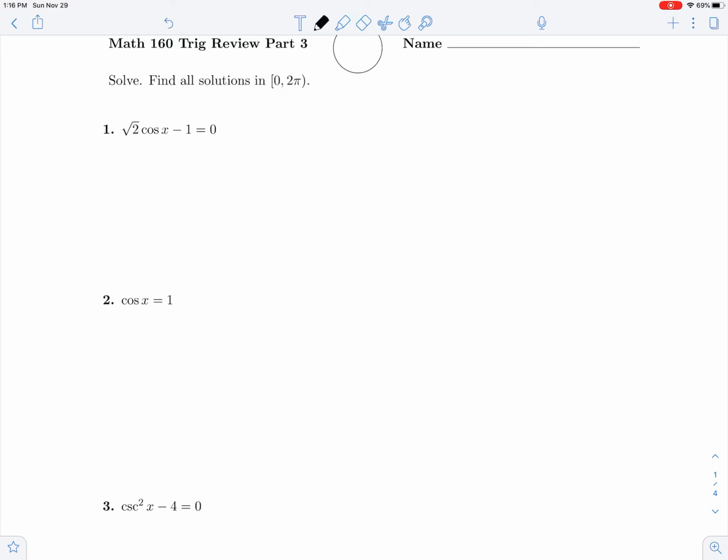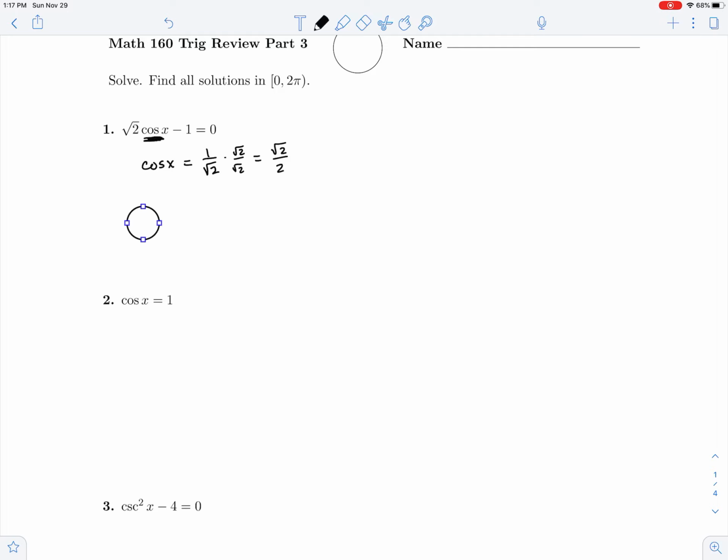So for number one, what you want to do is solve for cosine of x. So we're going to move the 1 over and then divide by the root 2. So cosine of x is equal to positive 1 over root 2. This is the simplest one because we just need to figure out where cosine is 1 over root 2. And 1 over root 2, if you rationalize it, is recognizable as root 2 over 2, our coordinate at all the 45-degree angles on the unit circle.